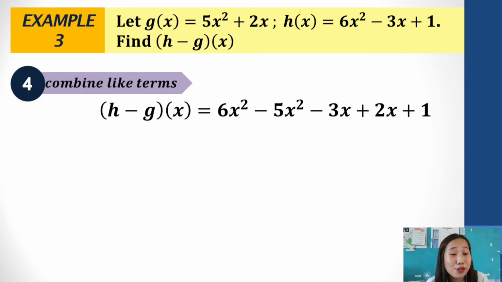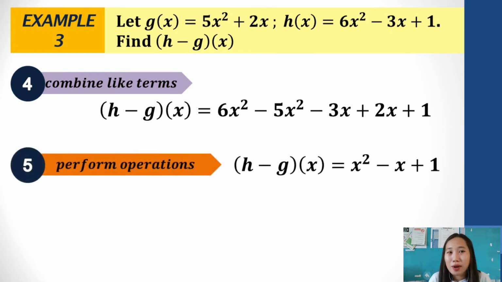6x squared minus 5x squared. Tapos, pinagsama mo rin si negative 3x squared plus 2x. Tapos, nasa last si 1 kasi wala siyang partner. Nag-iisa lang. Okay. The next step natin is to perform operation.